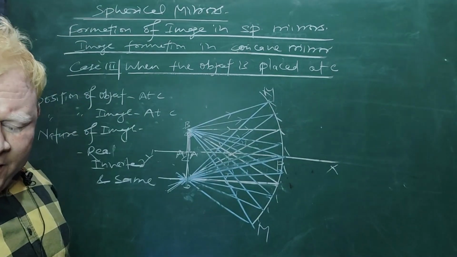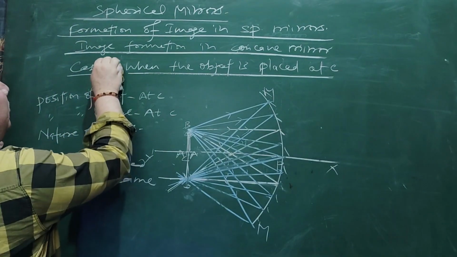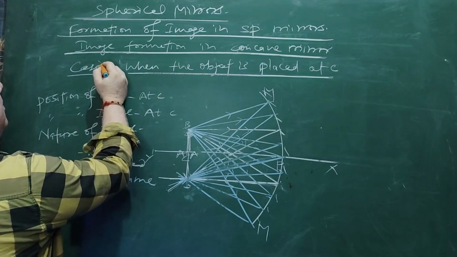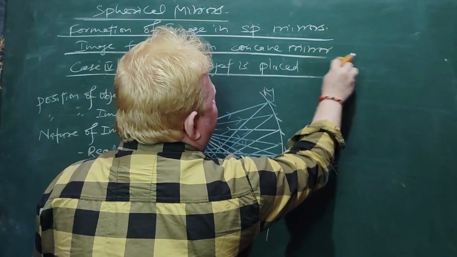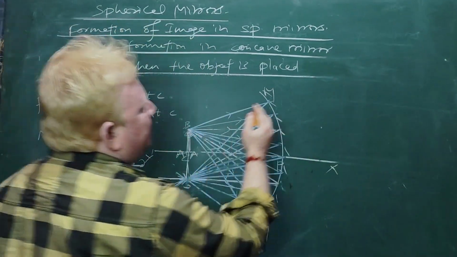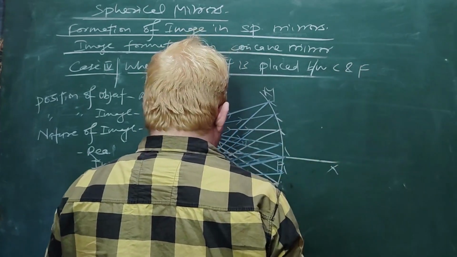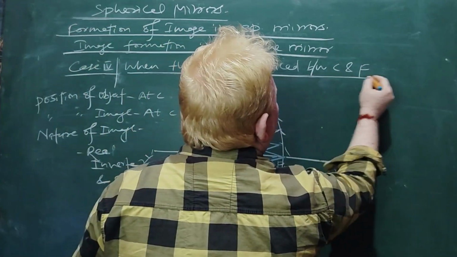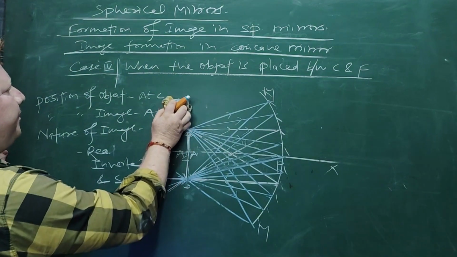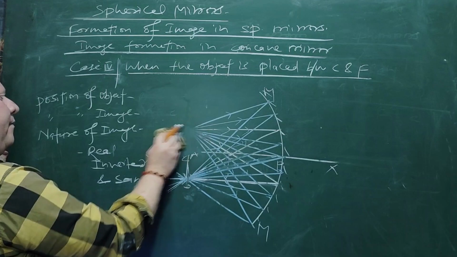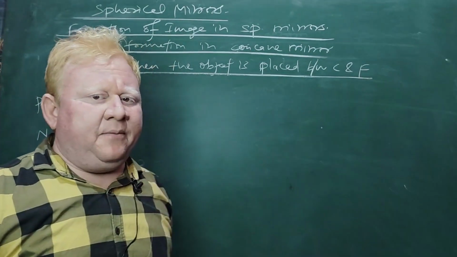Okay, so let us move to case number 4. First let me rub, because I forgot. Case 4, when the object is placed between C and F. When the object is placed between C and F, just between C and F.